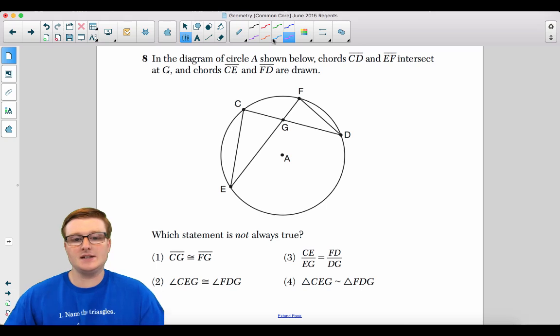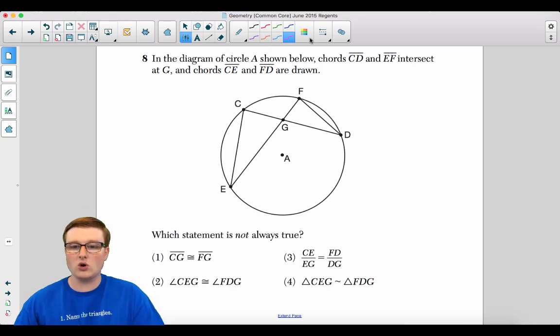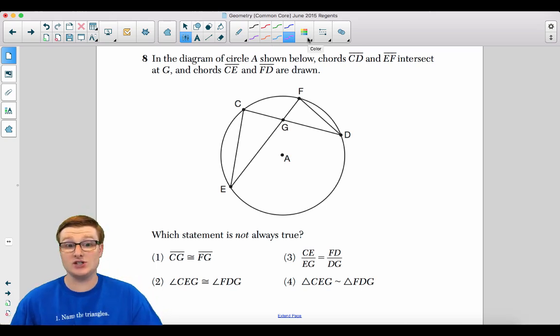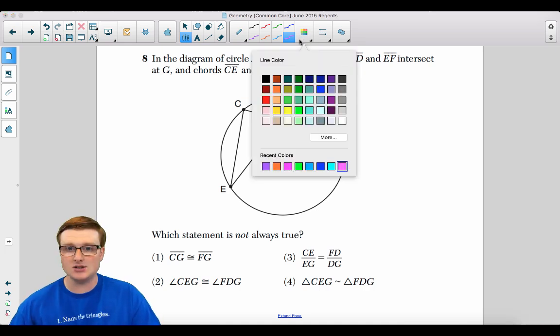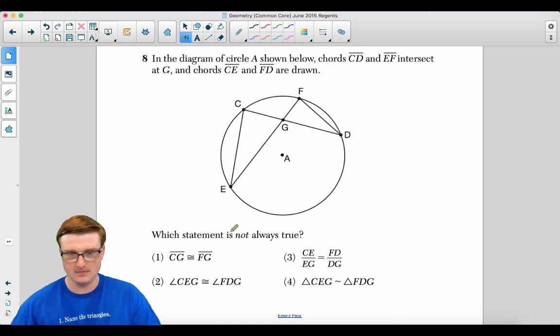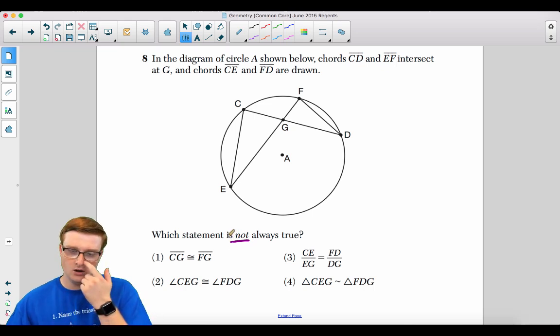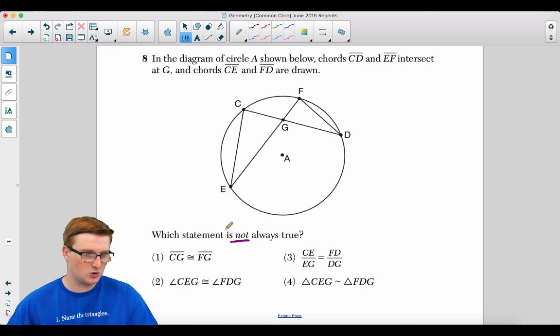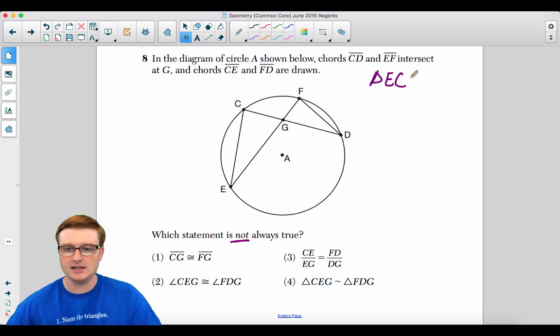Number 8. In the diagram of circle A shown below, chords CD and EF intersect at G, and chords CE and FD are drawn. Which statement is not always true? Not always true. Okay, so we need to know a couple things in order to get this question right. First and foremost, triangle ECG is similar to triangle DFG.